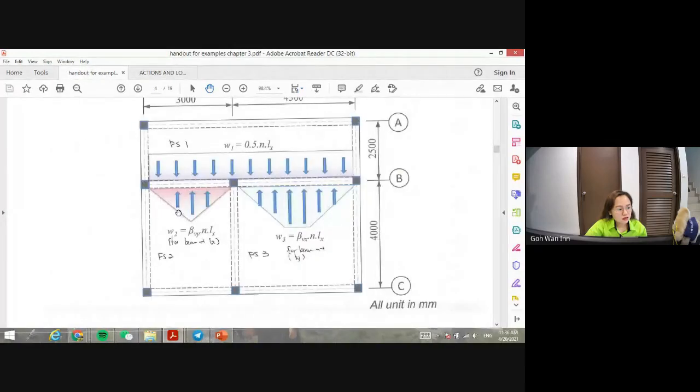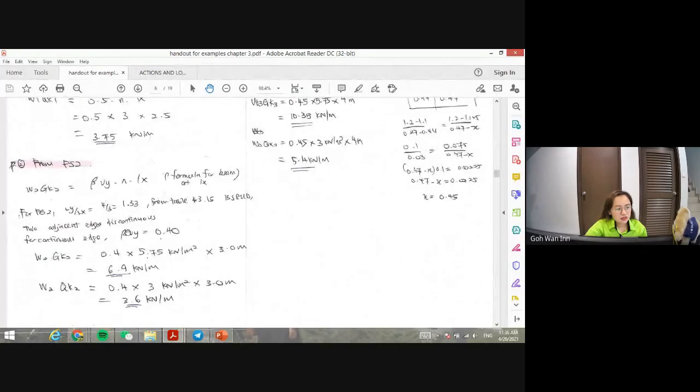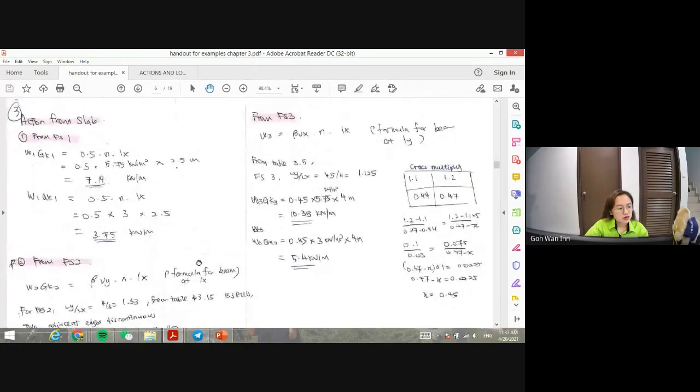So first you get this 0.4. This one you need to be extra careful with because many students got the wrong answer here. So you get the 0.4 for the vby times the n. n is 5.75, which you calculated in the previous slide, so you can do your own revision and be more clear with it. Times the Lx. Lx is 3 meter. So you get 6.9. And the QK is the same, 0.4 times 3 times 3.0. So you get 3.6. Now you have settled FS2. Can I continue to FS3?